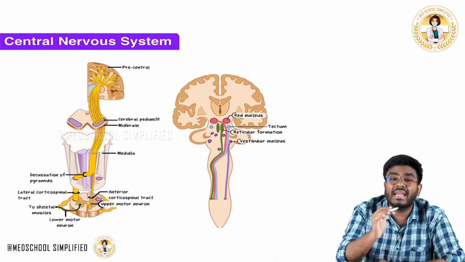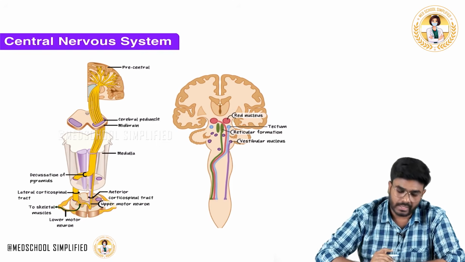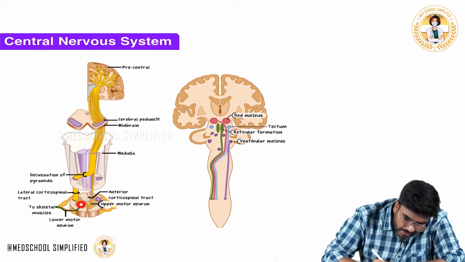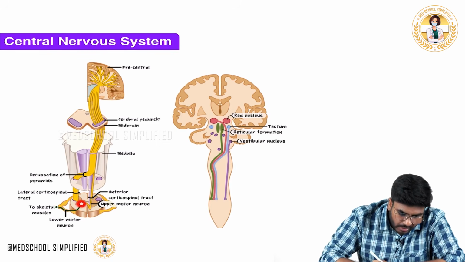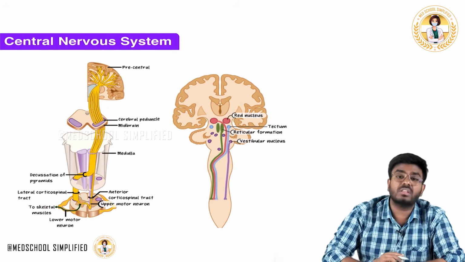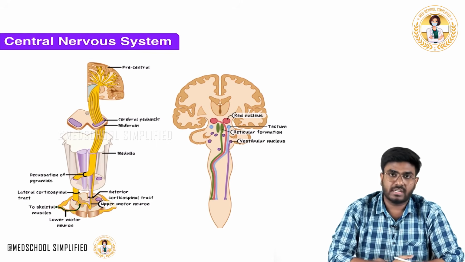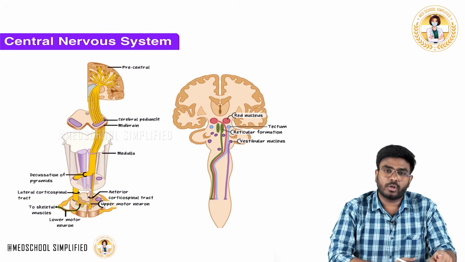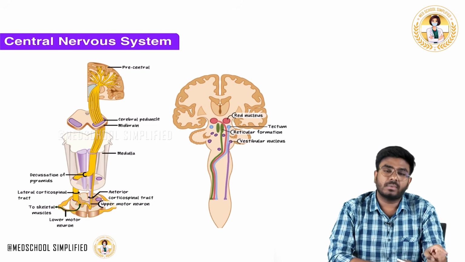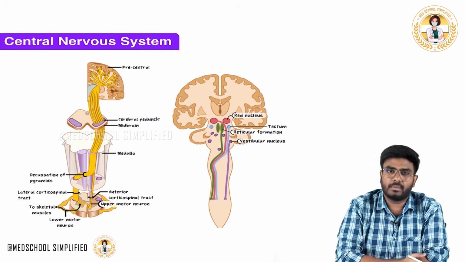It will come and end in respective segments. Now this upper motor neuron, it is ending where? Onto the ventral horn. Now from the ventral horn, who is coming out? This is the lower motor neuron or the alpha motor neuron. It will go to the skeletal muscle and cause the contraction of the skeletal muscle. So upper motor neurons control the lower motor neurons. Lower motor neurons go to the skeletal muscles and help in their contraction.